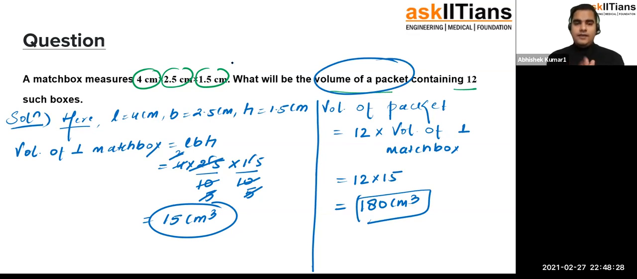Like what we did here, we know that when we are talking about a matchbox, the matchbox is actually cuboidal in shape. We know the formula for the volume of a cuboid, that's L into B into H. So we can easily calculate the volume of one matchbox. And since the packet that we are talking about here contains 12 matchboxes, if you want to find out the volume of the packet, you have to calculate the volume of one matchbox multiplied by 12 and you will get your answer. Therefore, the answer is going to be 180 centimeter cube. I hope it is clear to everyone.